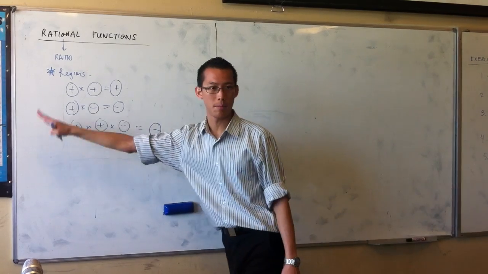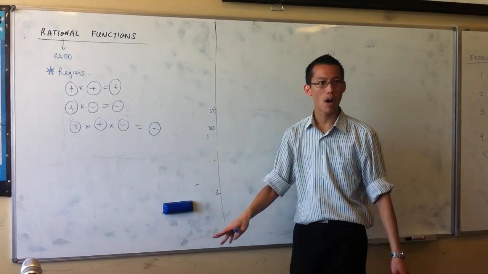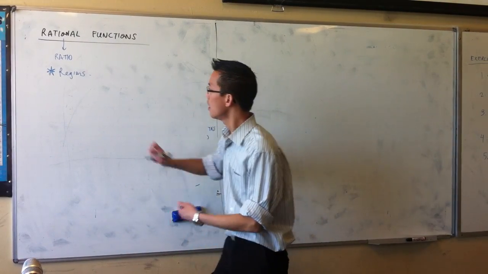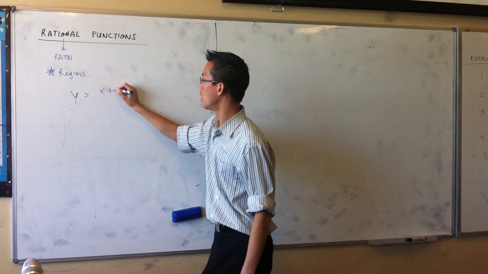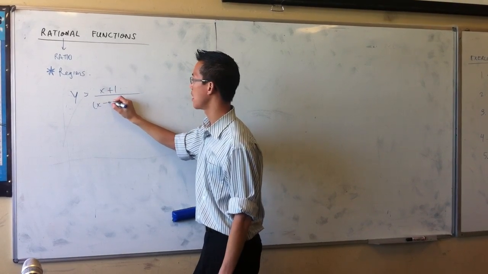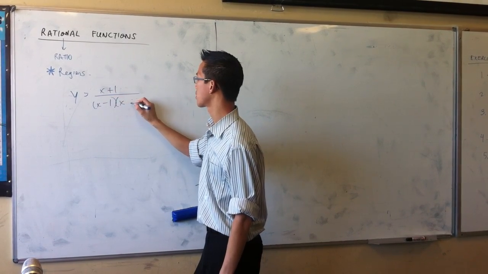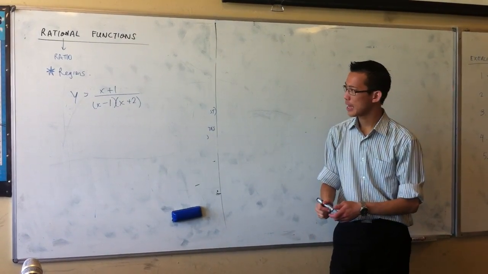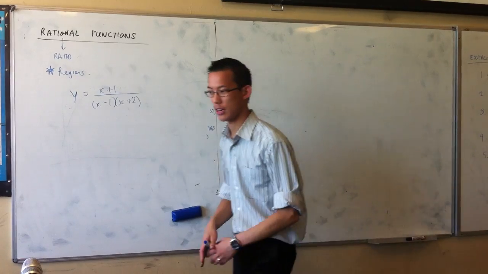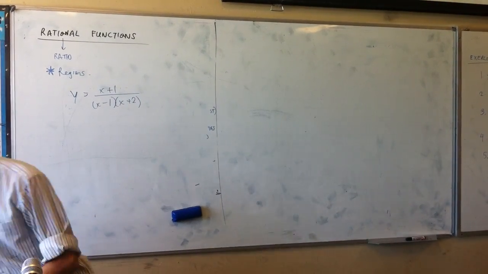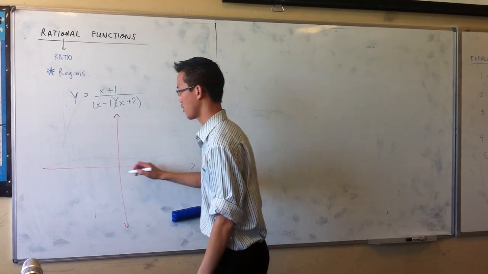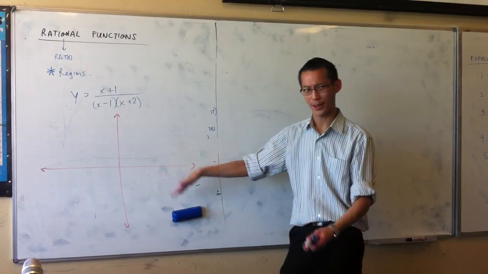Now, we're thinking about numbers, yeah? The same works for functions. So, let's think of a simple example: x plus 1 over (x minus 1)(x plus 2). Let's think about this thing. Actually, do me a favor. Draw yourself a set of axes underneath this.